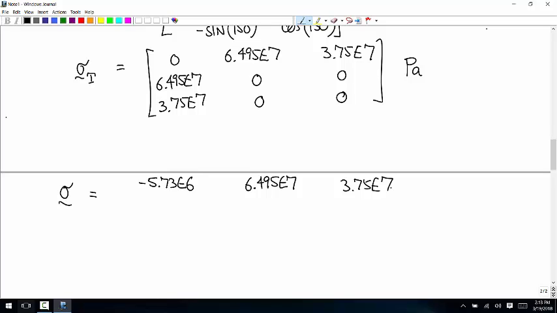I like to see the different significant figures everywhere. It always warms my heart. 6.495. We're standing up to the chemistry department. They can't tell us what's important and not important.